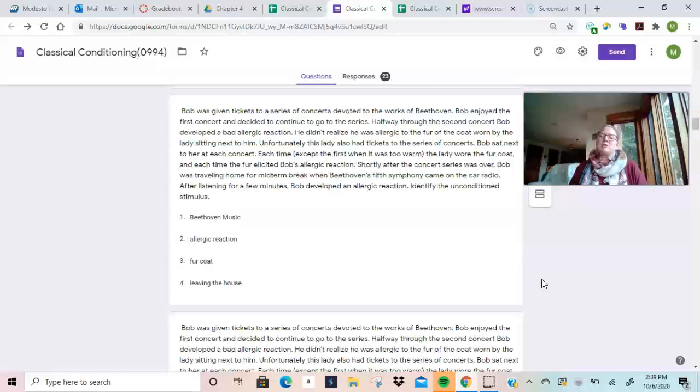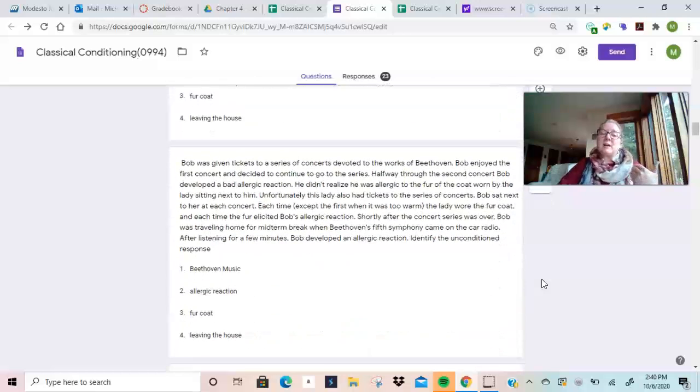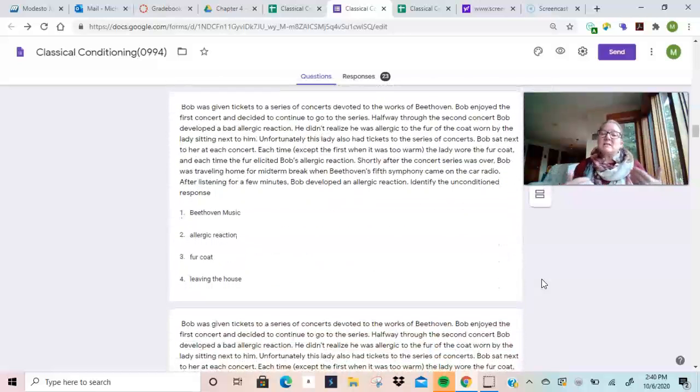So let's go back to the unconditioned stimulus. What didn't need to be trained? Well, the fur coat. He didn't have to train himself or be trained to have an allergic reaction. The fur coat elicited it, right? So the fur coat would be your unconditioned stimulus, and your unconditioned response is the allergic reaction.